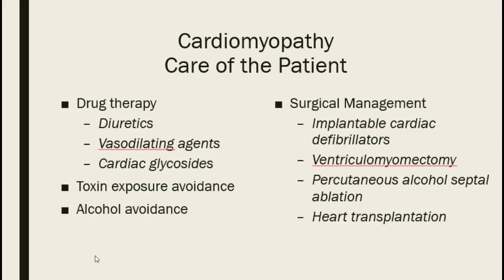When caring for a patient who has cardiomyopathy, we will be using drug therapy, diuretics will be ordered, there will be vasodilating agents, and the cardiac glycosides such as digoxin will be ordered. We want these individuals to avoid the toxin exposures that may have contributed to this. They should be instructed to avoid alcohol, and they may require some surgical management. Sometimes they have to have an implanted cardiac defibrillator. They might need a ventricular myomectomy, and percutaneous alcohol septal ablation, and even a heart transplant.